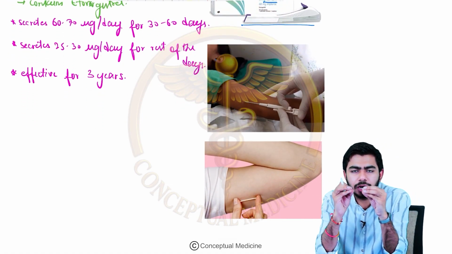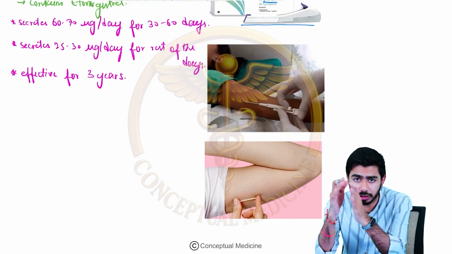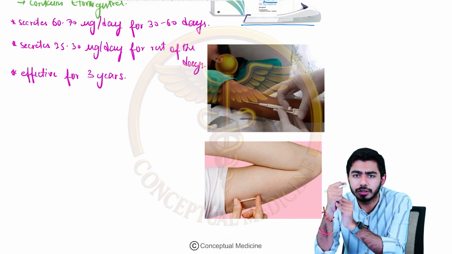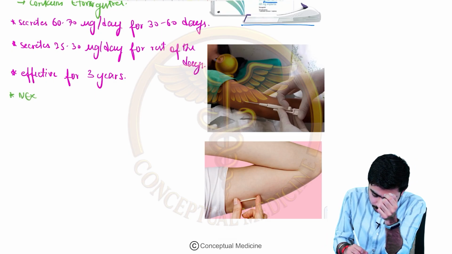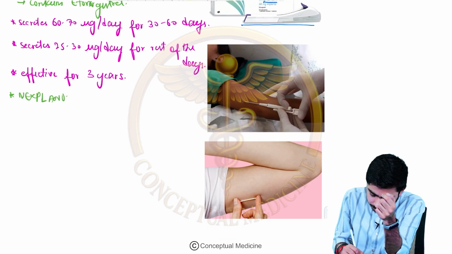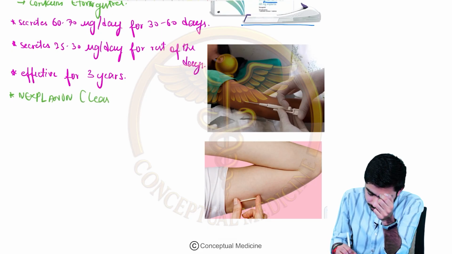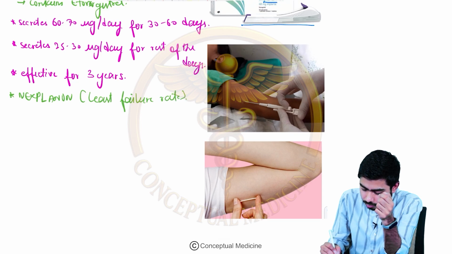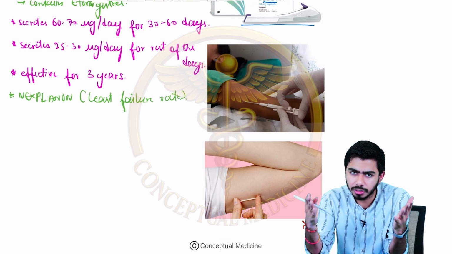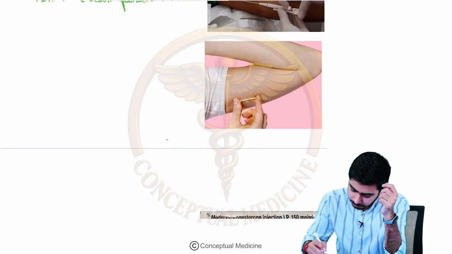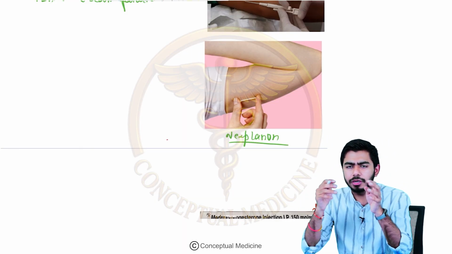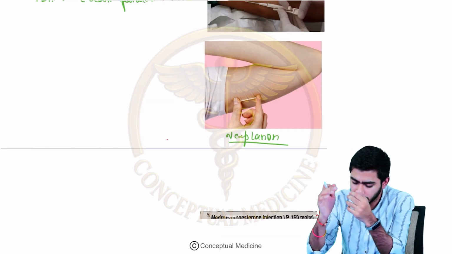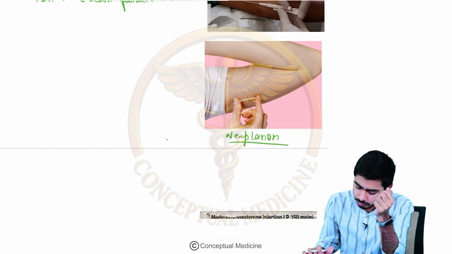One more thing, nexplanon, I told you it is kind of the best contraception in the subdermal implant category, and it has the least failure rate. This has been asked, so please remember that as well. Nexplanon has the least failure rate. Here you can see this is the nexplanon, one implant again at the posterior aspect of the arm. This is a subdermal implant, so it will be implanted there.